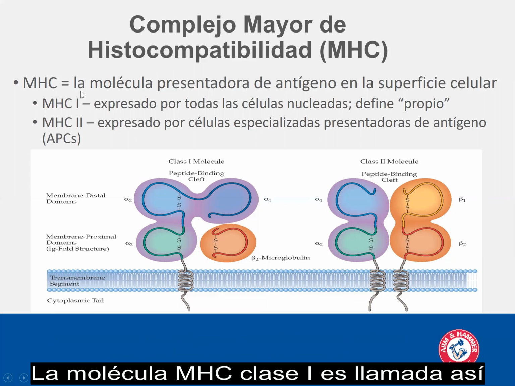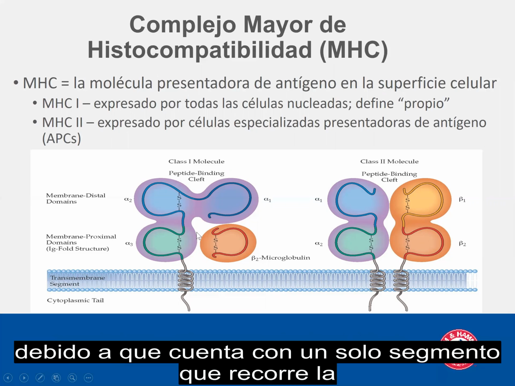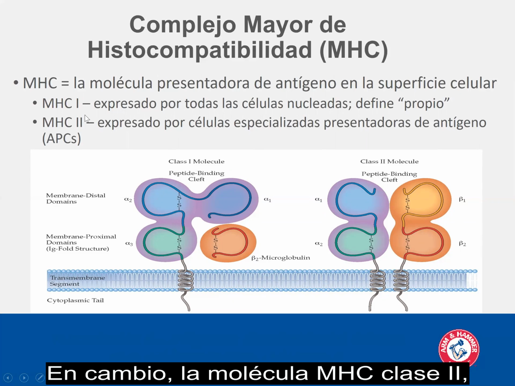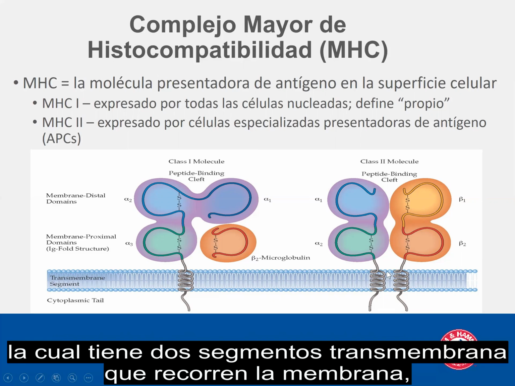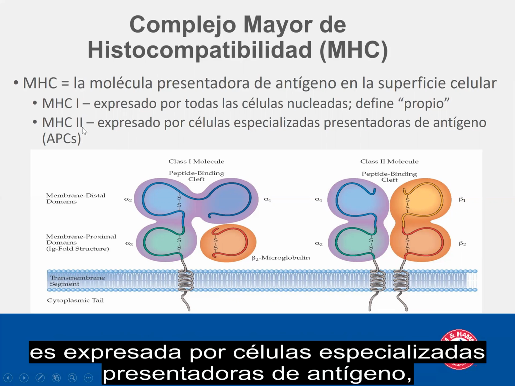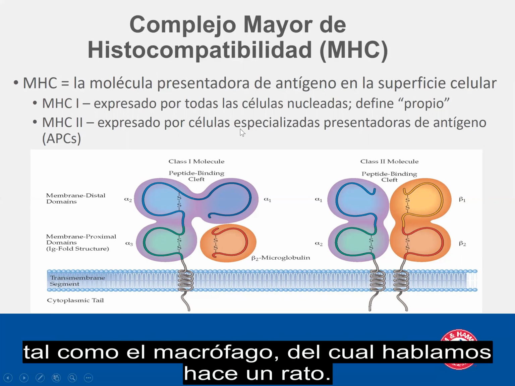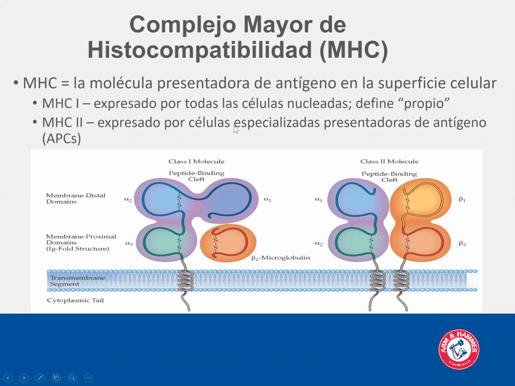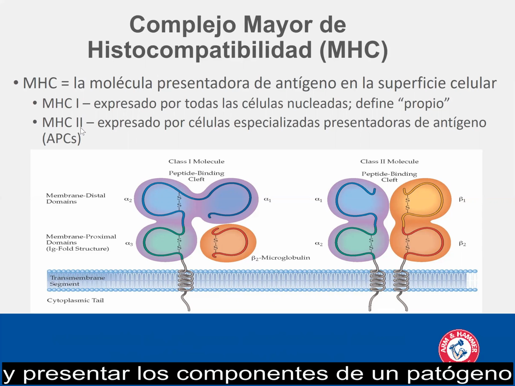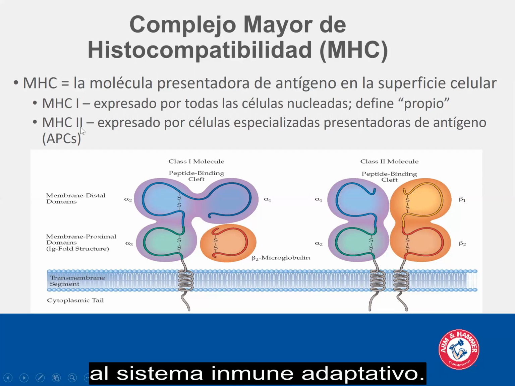So this MHC class 1 molecule is called 1 because it has one segment that goes through the plasma membrane on the cell surface. In contrast to MHC class 2, which has two of those transmembrane segments that go through the membrane, and MHC class 2 is expressed on those specialized antigen presenting cells, like the macrophage that we just talked about in the previous slide. And its role really is being on the cell surface of those antigen presenting cells and presenting components of a pathogen to the adaptive immune response.